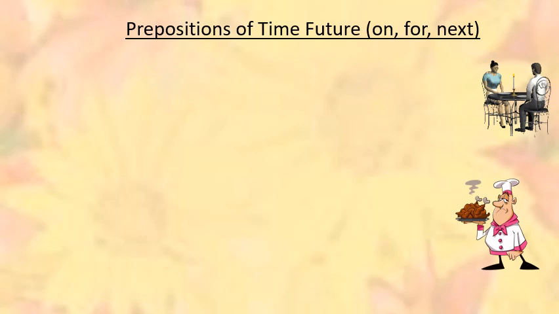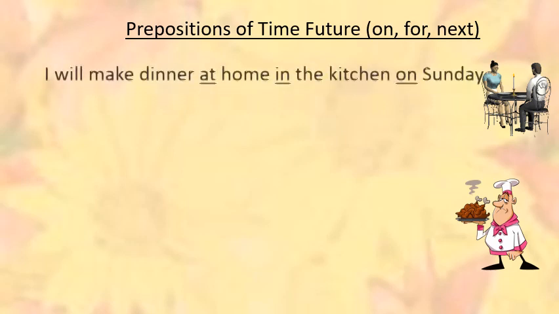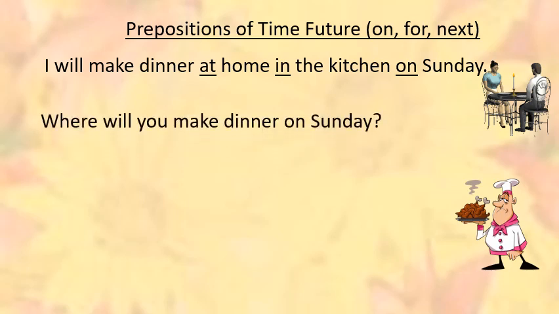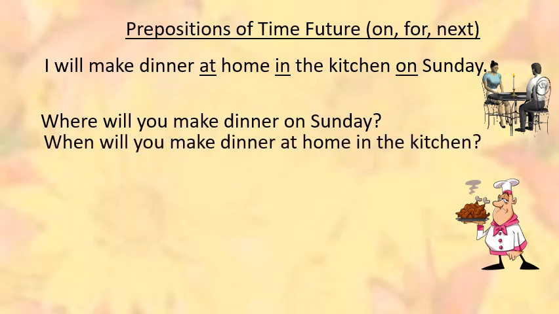Prepositions of time, future: on, for, and next. I will make dinner at home in the kitchen on Sunday. Where will you make dinner on Sunday? Preposition of place. At home. Preposition of place. In the kitchen. When will you make dinner at home in the kitchen? Preposition of time. On Sunday.